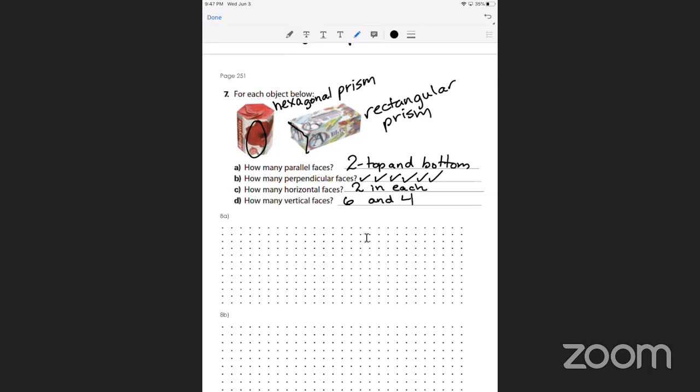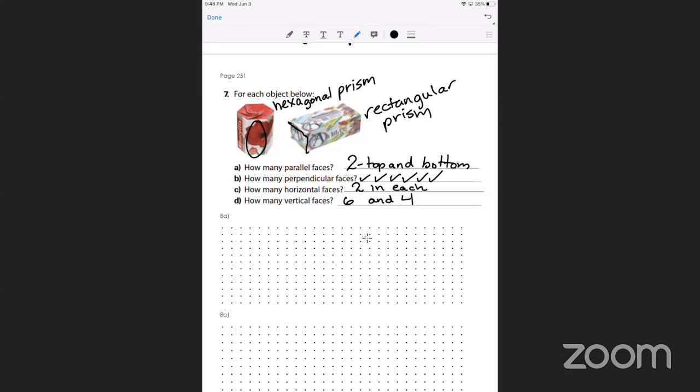Question 8 says, look at geometric objects in your home or school. Identify an object with the attributes shown below. Use square or triangular dot paper, draw the object. So it asks you to draw an object with 2 pairs of parallel edges and no vertical edges. So that will be your job at home. And an object with 2 horizontal faces and 4 vertical faces.